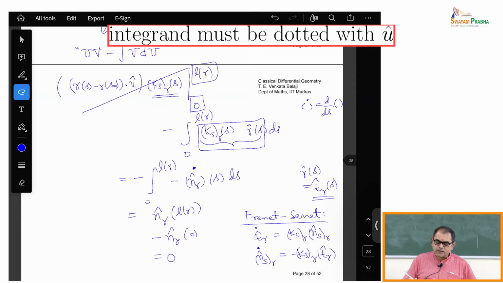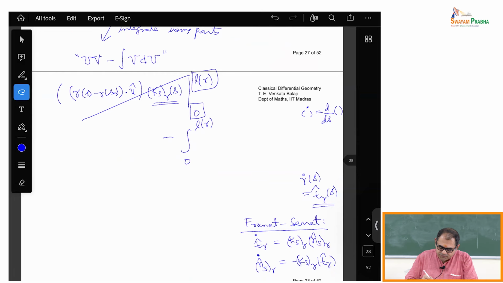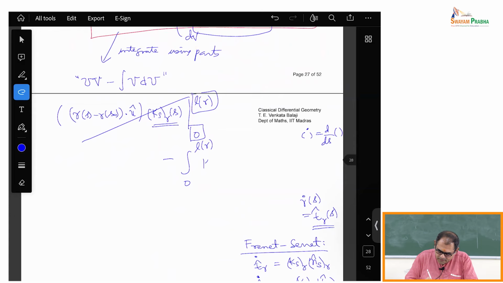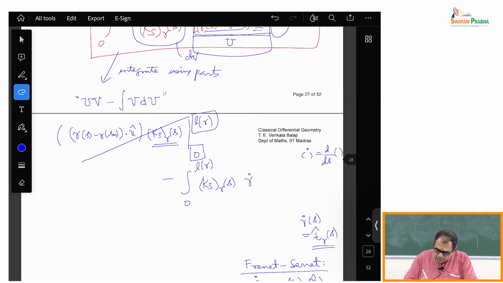Oh, I forgot the u cap. What did I do? There is a dot u cap, so sorry, I should write that. So I'll end up with, I have to write v du. So v is ks sub gamma of s, that is your v, and du will be gamma dot of s dot u cap, and then I'll have a ds.